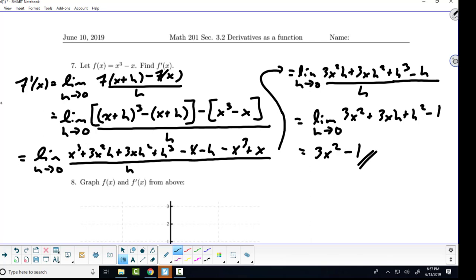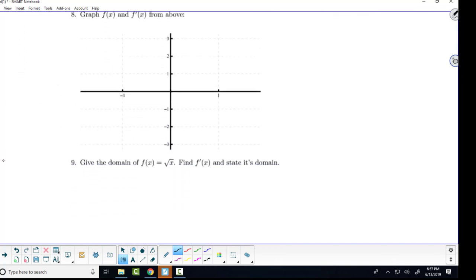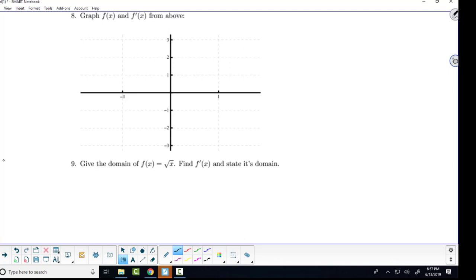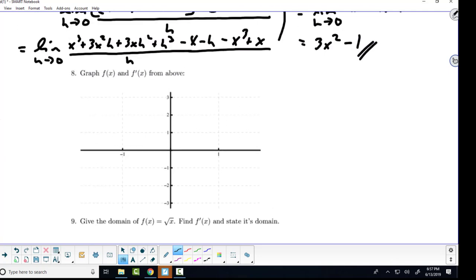I think that this is a very valuable pair of questions. We were able to compute the derivative without too much work using the limit definition. Now I would like to graph both the function and its derivative on the same axes. So let's first graph f of x.